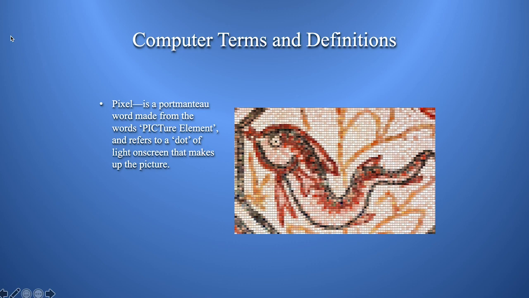A pixel is a portmanteau word. Portmanteau is like a suitcase. Made from the words picture element and refers to a dot of light on screen that makes up the picture. So the idea of portmanteau word is that it's like hinged together and closed.